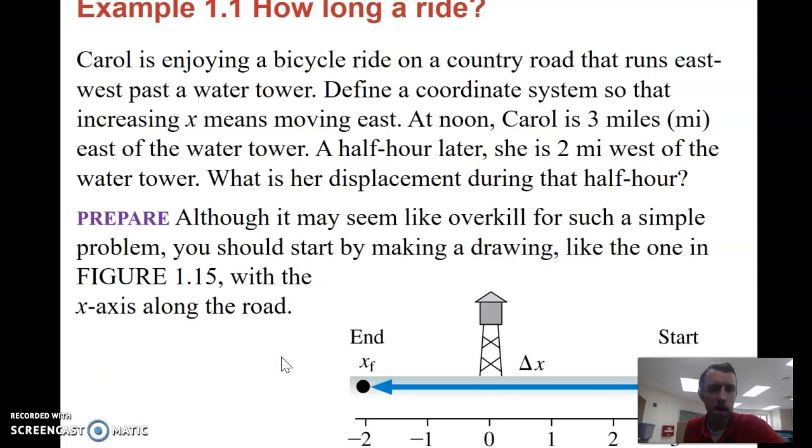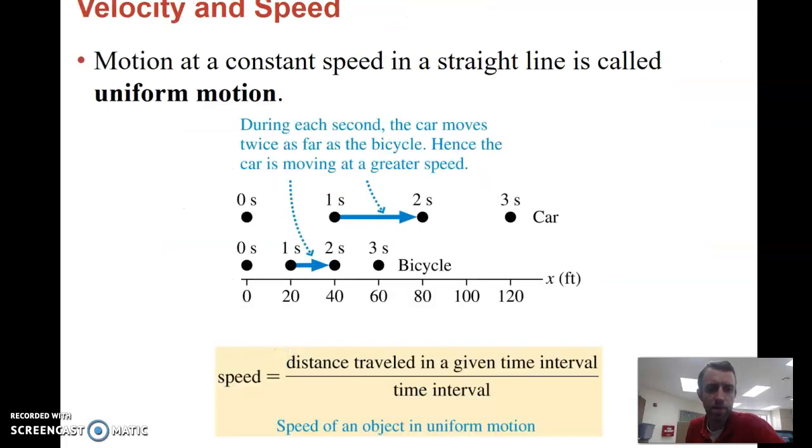I'm going to let you pause this, take a look at this problem, and figure out an answer. Take a look at that last one and see if you can get an answer. It's real straightforward.